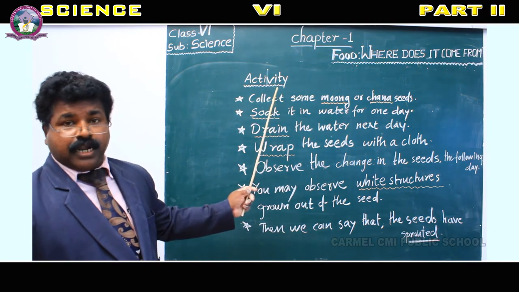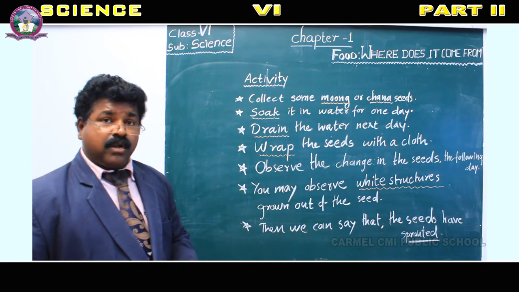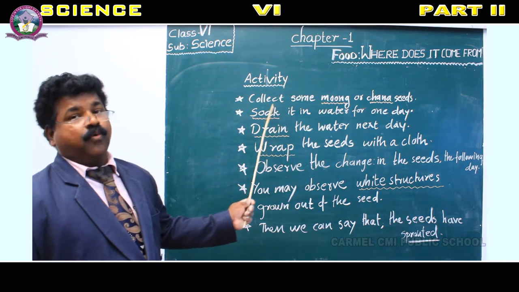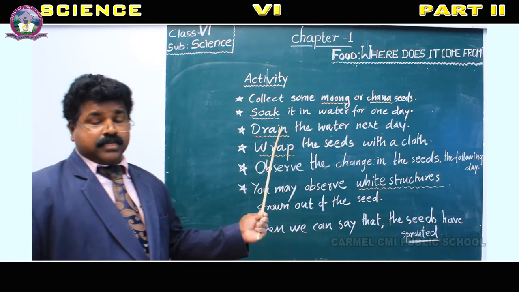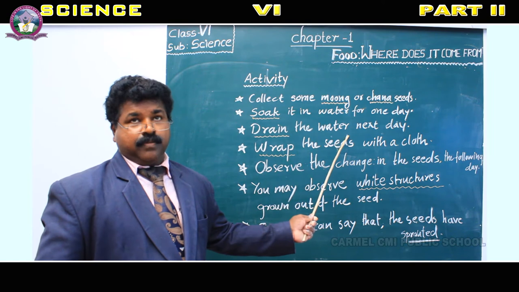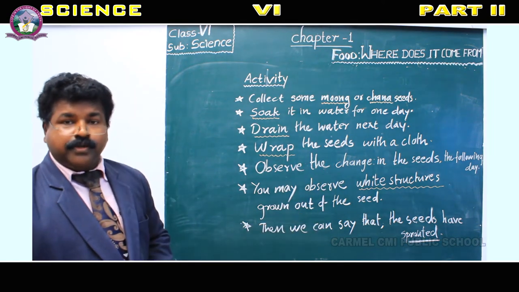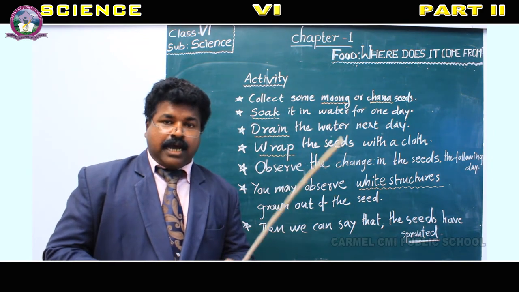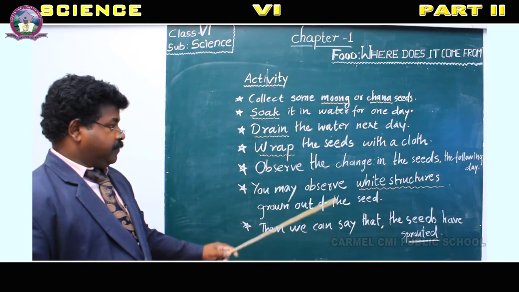Let me say this once again. First of all, you have to collect some seeds. What type of seeds? Moong seeds or chana seeds. Then soak them in water for one day. Next day, you have to drain the water. Drain the water means remove the water. Then what to do? You have to keep these soaked seeds in a cloth, wrap it tightly and leave it for one more day.